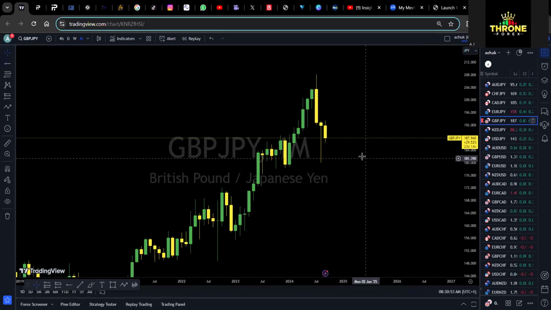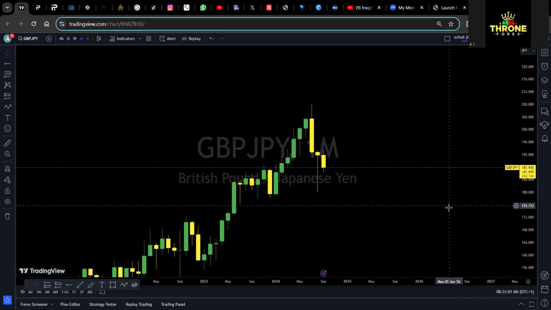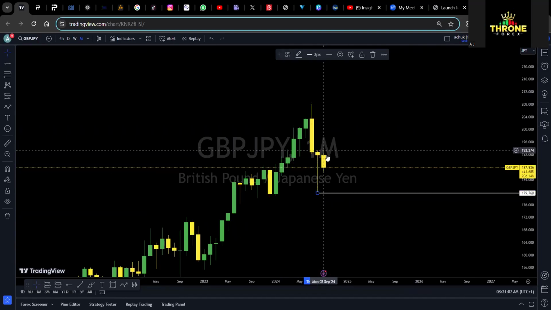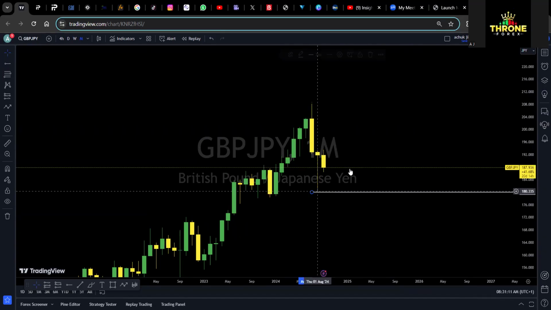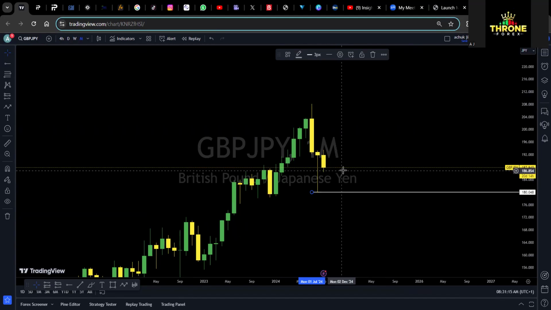So here we want to analyze for you three pairs, and that is GBPJPY, NAS100, and then gold. So let's start with the GBPJPY. We want to mark our highs and lows. We have a low here, which is a wick, and a wick has to be filled, as we all know. So from this wick, that's where we want to look for trades when the market reaches down here.